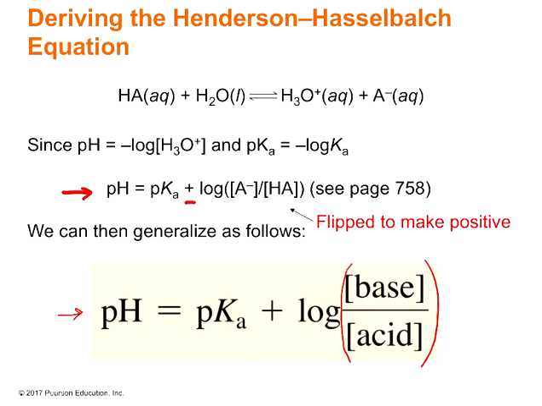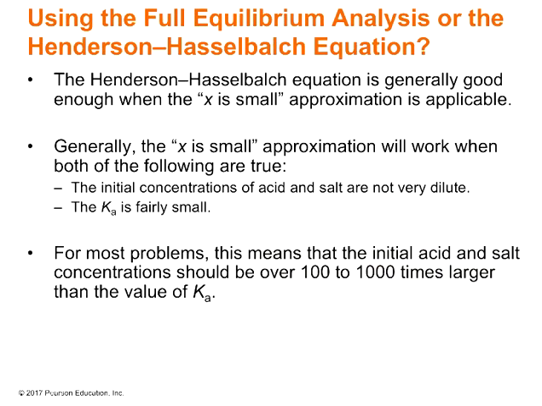So that's our Henderson-Hasselbalch equation, and sometimes it's nice to see where that comes from and how it's derived, so it's not just thrown at you and you have to trust it. So now, if we want to use that Henderson-Hasselbalch equation, remember that it really only works when we assume that x is small and we verify that x is small. Now remember that the x is small approximation will work when both of the following are true. So we need the initial concentrations of acid and salt to be pretty concentrated, so not very dilute. And then we also need a Ka value that's fairly small.